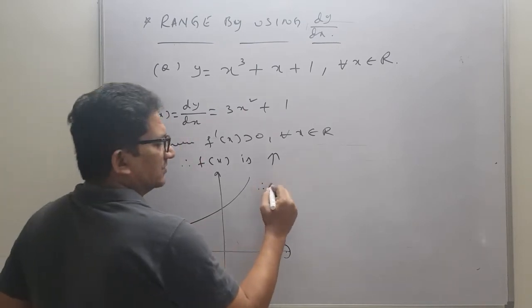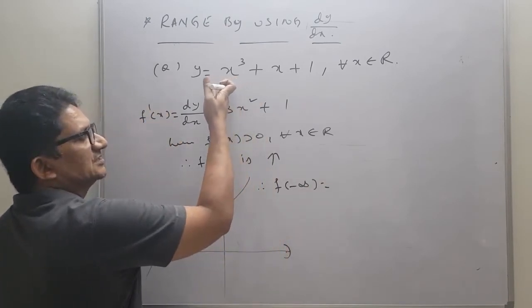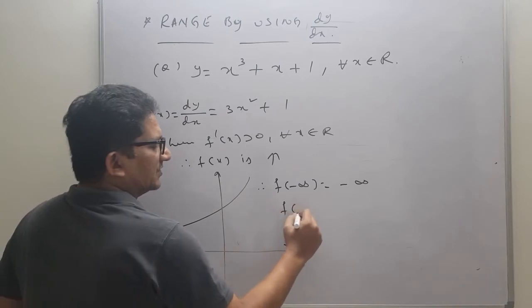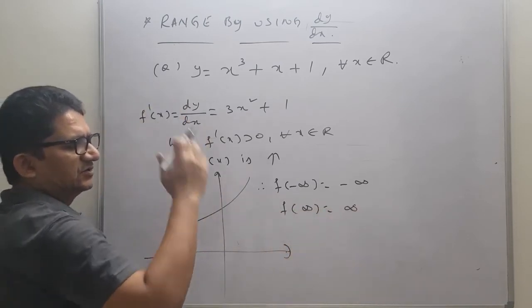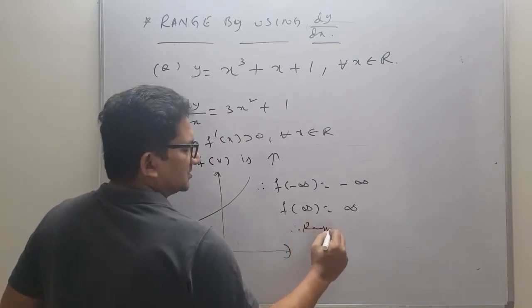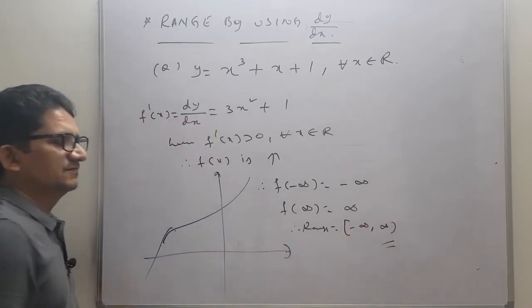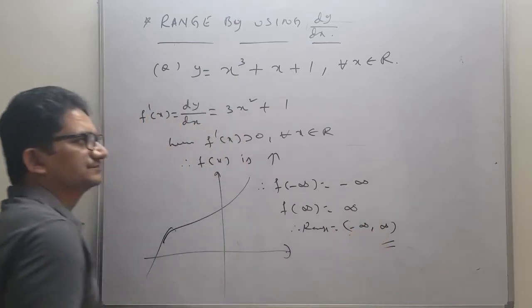Therefore you will get f of minus infinity. If you substitute minus infinity in this, what you will get is minus infinity only. And f of infinity, if you substitute, we will get some unknown highest positive quantity. Therefore range is equal to minus infinity comma infinity. Open intervals always for infinity.